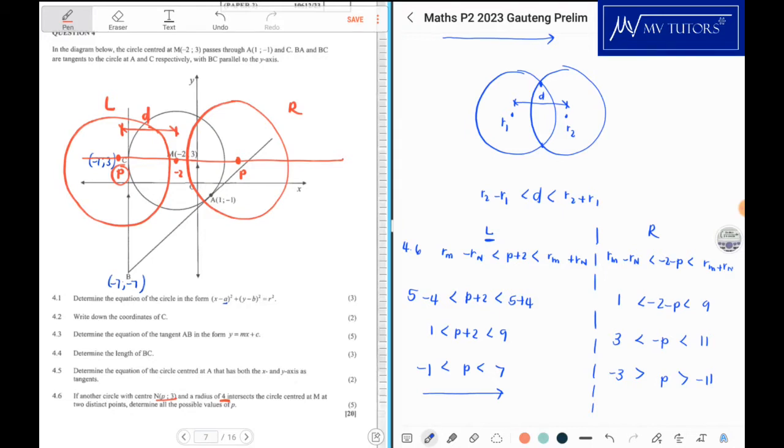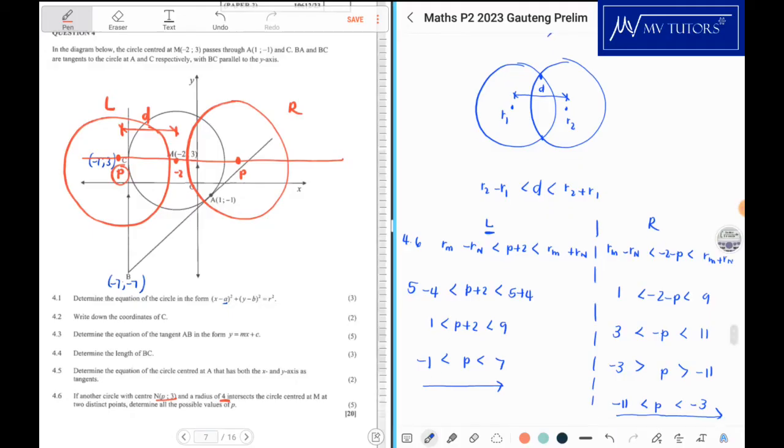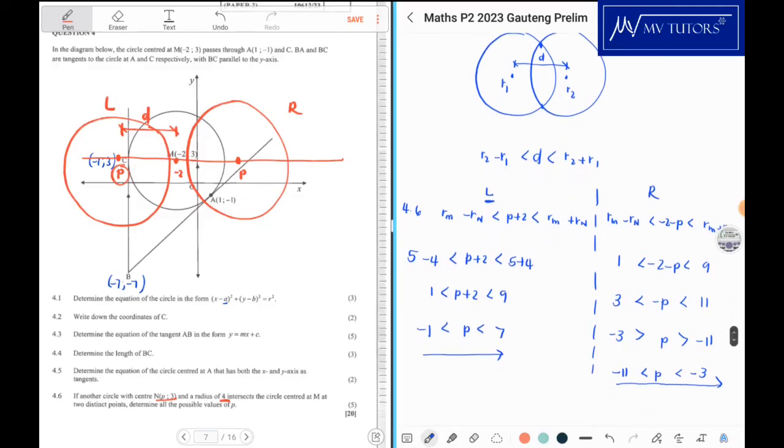Okay, but I don't like it when the inequalities are like this. So I'd rather just say negative 11, p, and then we have negative 3. You want to start with the smallest and end up there at the biggest. Okay, so those are all the possible values of p.